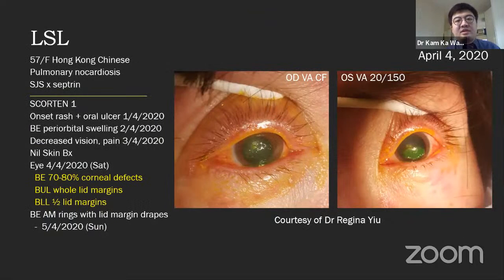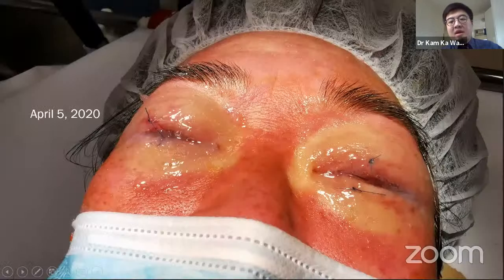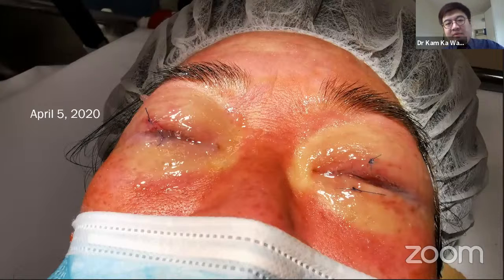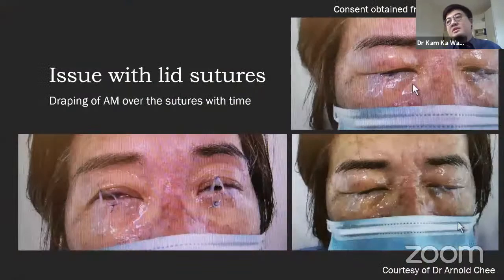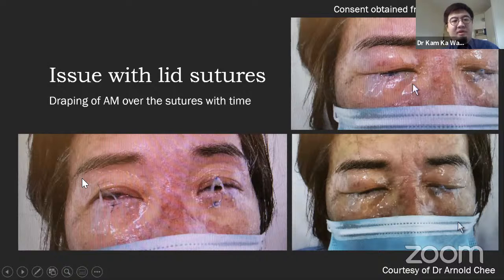Next patient is a 57-year-old lady with bilateral corneal defect, very poor vision, and bilateral upper lid margin and lower lid margin involvement. Amniotic membrane rings were put in on the next day. So this time, given the experience with the long drapes, we decided to try something new. We put sutures onto the skin, like what we read in the literature. And we thought it would be a good idea until the patient sat up, and then you can see the amniotic membrane starts draping over the sutured area.